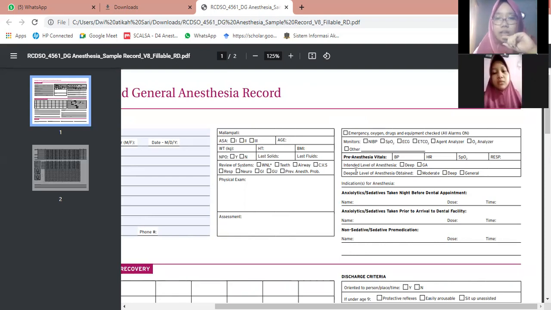And next is intent level of anesthesia. You can cross here if the patient gets deep anesthesia or just general anesthesia. And the next is deepest level of anesthesia obtained, moderate or deep or general. And next is sedative taken night before dental appointment. You can write down the name of the drugs here and the dose and also the time when you give the drugs to the patient. And it's the same for the next two.